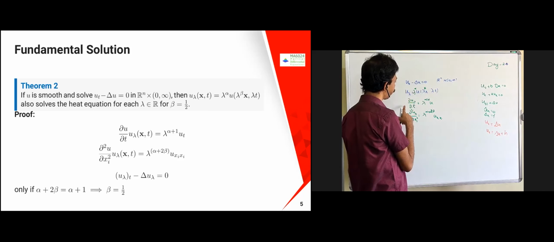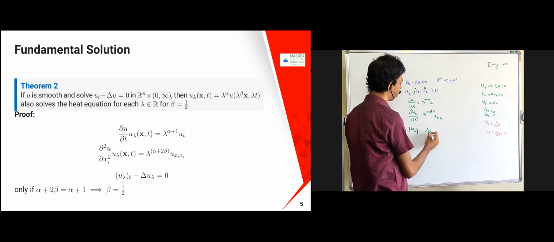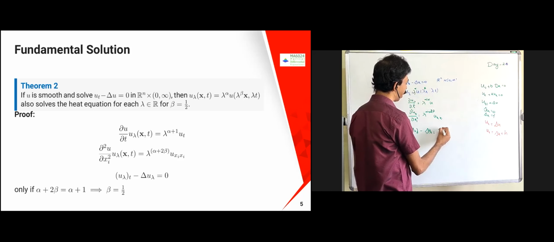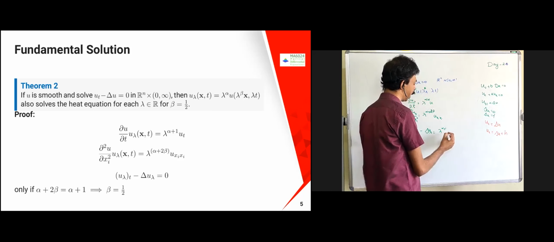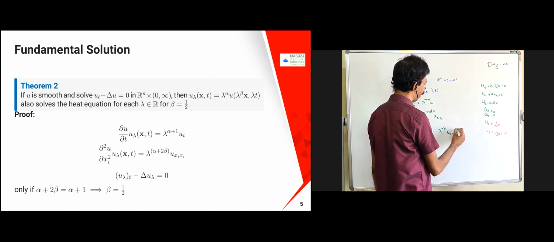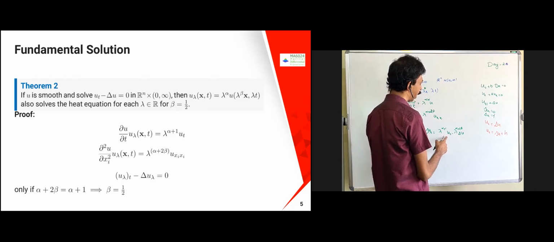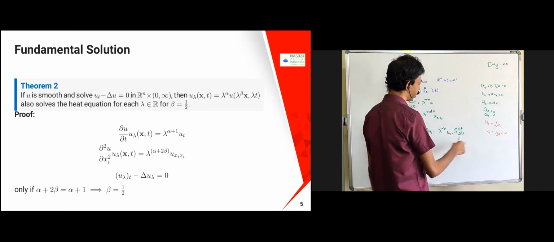Therefore, if this is going to be satisfied, if I just take the summation, then what I am going to get is u_lambda_t minus del u_lambda, which is nothing but lambda power (alpha plus 1) into u_t minus lambda power (alpha plus 2 beta) into del u. Now, if these two are the same, then this should be 0.